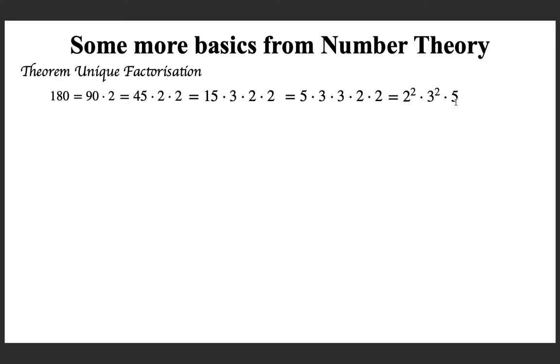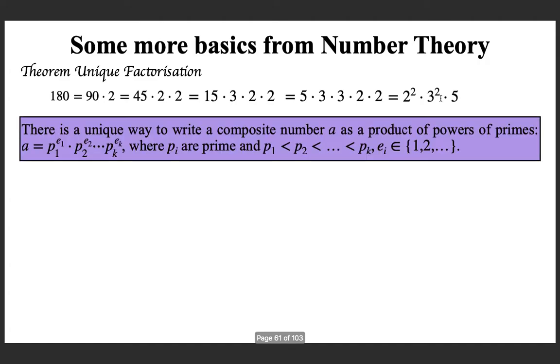Any number can be represented as a product of prime powers. This is a prime number, power 2, prime number, power 2, prime number, power 1. So any composite number can be represented as a product of prime powers, is what the unique factorization theorem tells us. And the theorem is going like this.